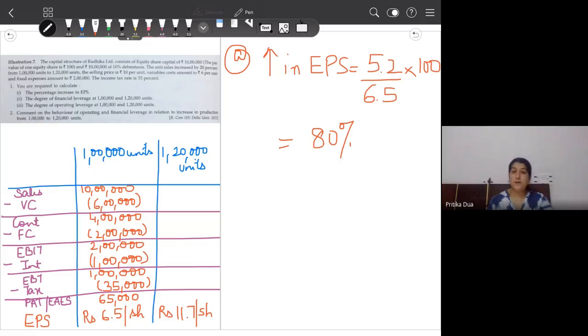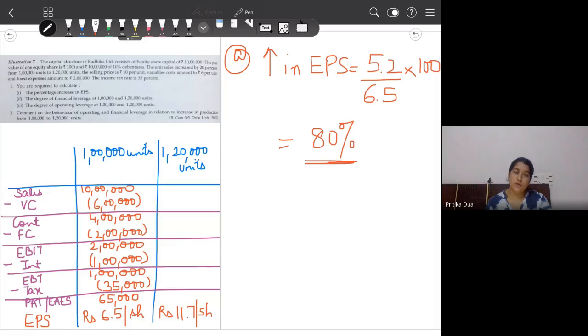So the firm is using fixed operating cost and fixed financial cost, and through that it is getting 80% increase in the EPS. So degree of operating leverage and financial leverage is very high for the firm. That is why with a 20% increase in sales volume, the EPS is increasing by 80%.